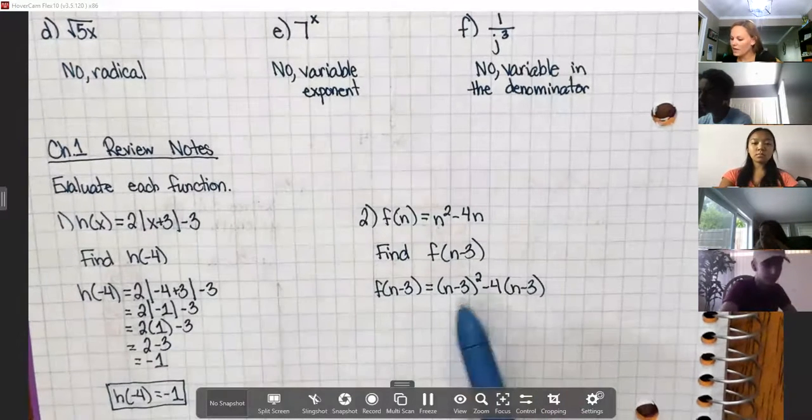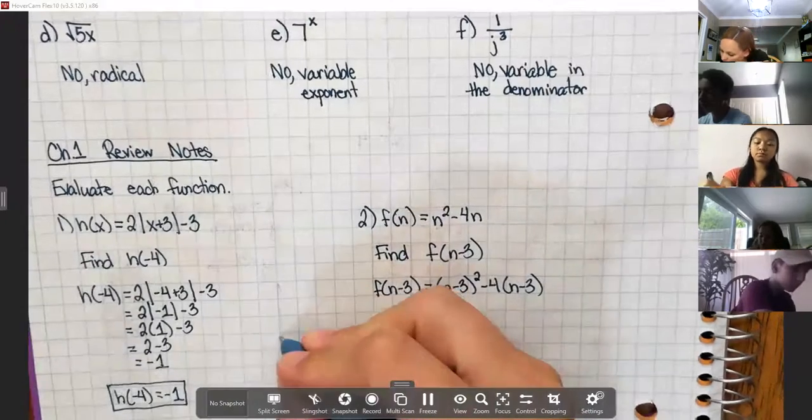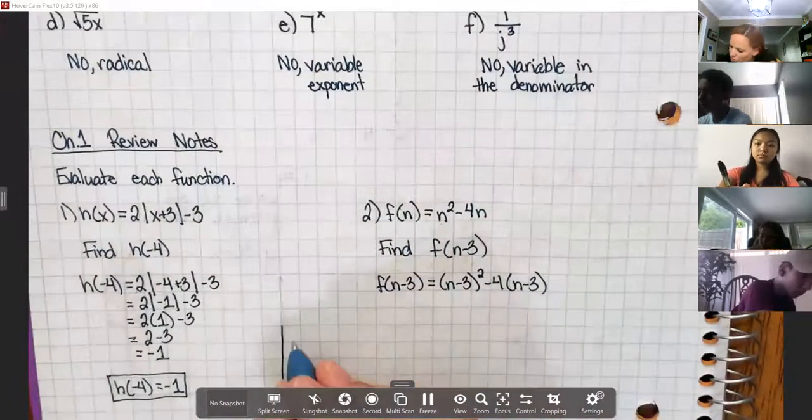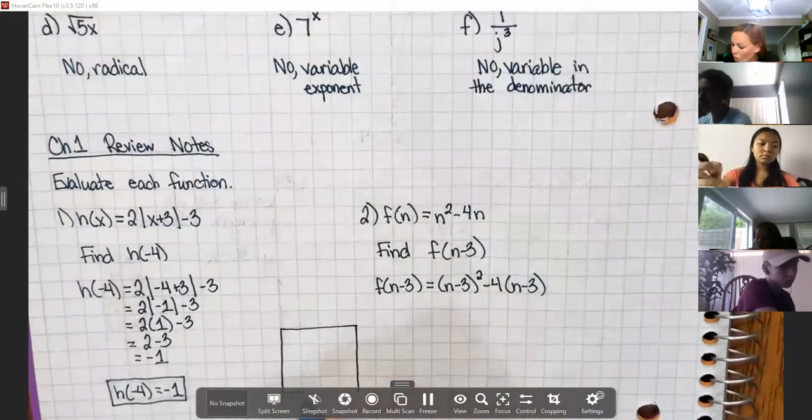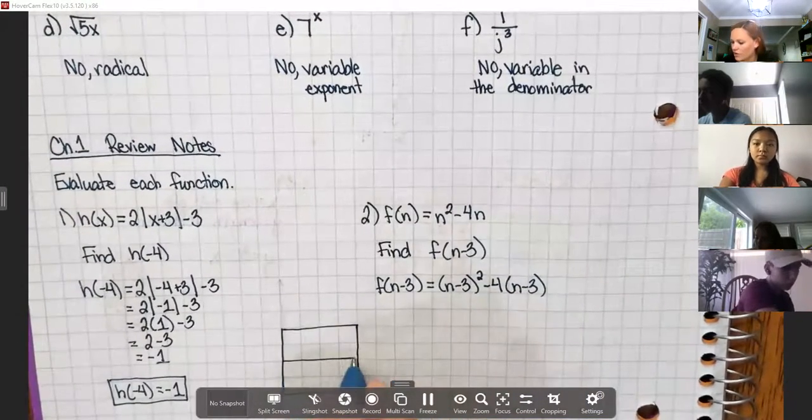You want to make sure you put it in parentheses so that you follow the correct order of operations. So here for this n minus 3 squared, you're going to need to make a box, or some of you might use FOIL. Whatever method you use is fine. But remember, you have to square the whole binomial. You don't just square each term.